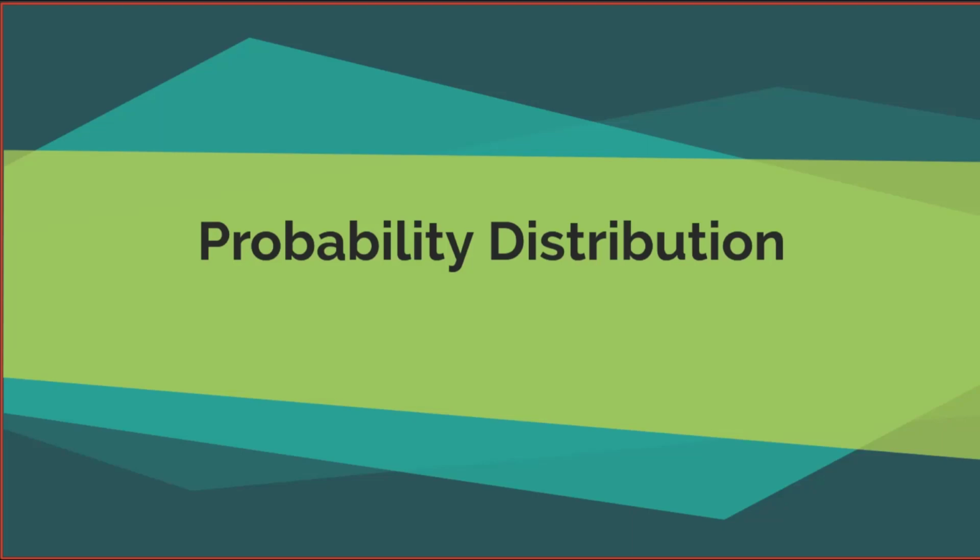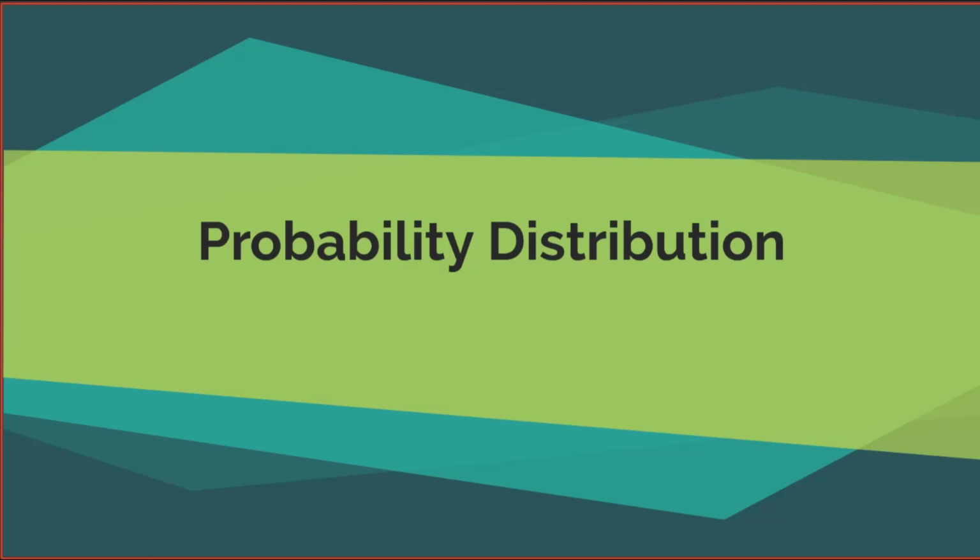Welcome everyone. Today we will learn about probability distributions. So far we have learned what is probability and how the different types of probability like conditional probability, normal probability, different types of events like mutually exclusive events, independent events, etc. So today we will learn about how we can identify the pattern of probability.